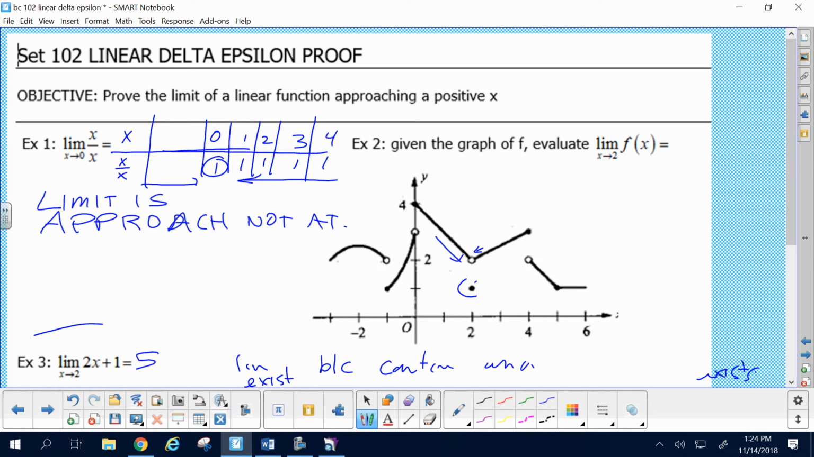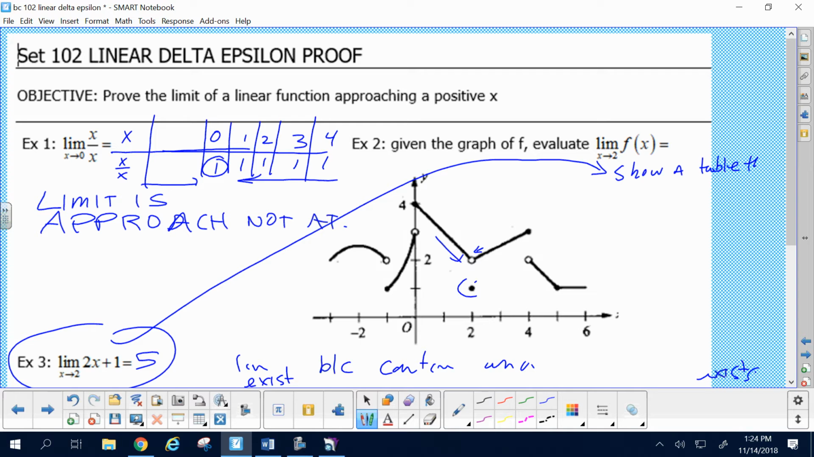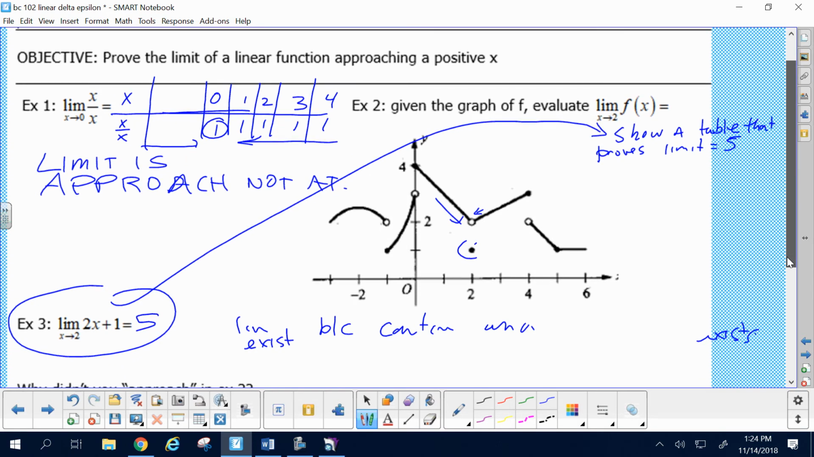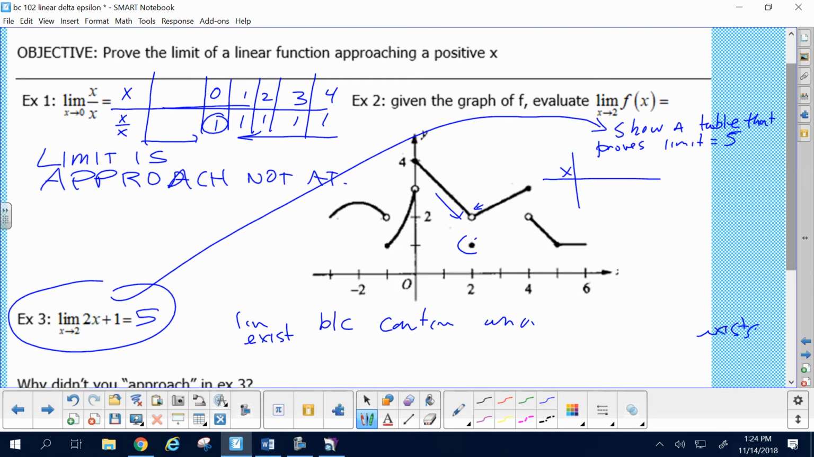Okay, let's take this problem and maybe show a table that proves the limit is 5. Okay? Now, let's say I'm going to let f of x equal 2x plus 1, obviously. Now we want to center our table around 2. Do you agree? I posed that what we approach is 5, but we can't say that's 5 because that's what we're trying to prove.